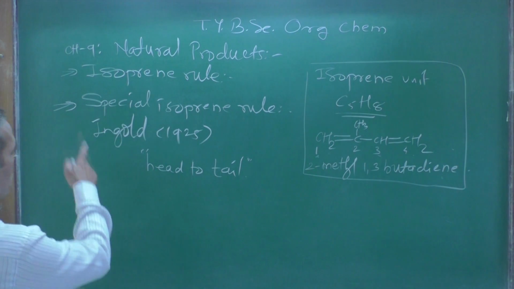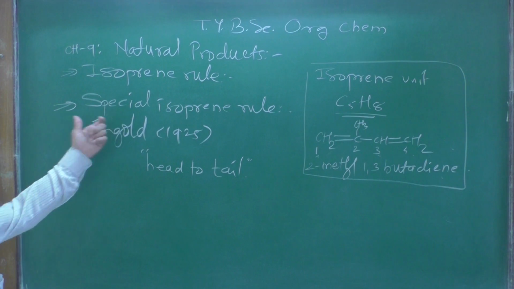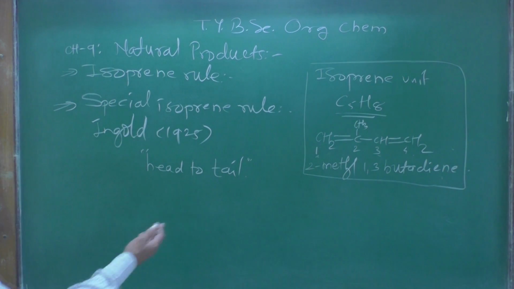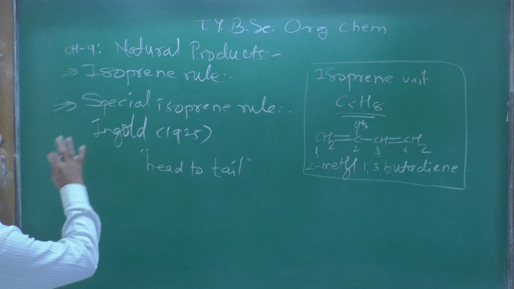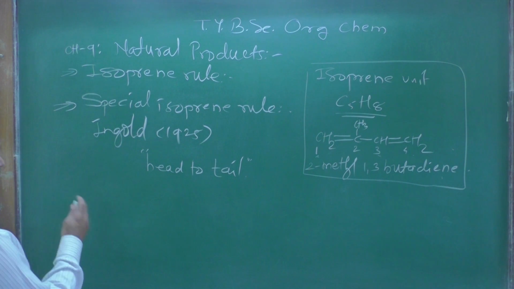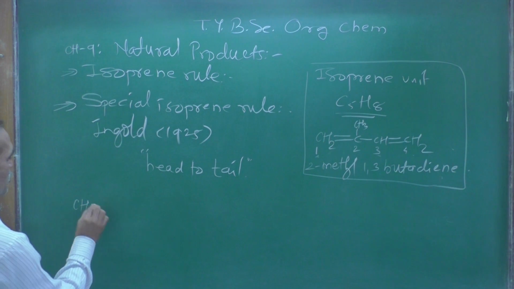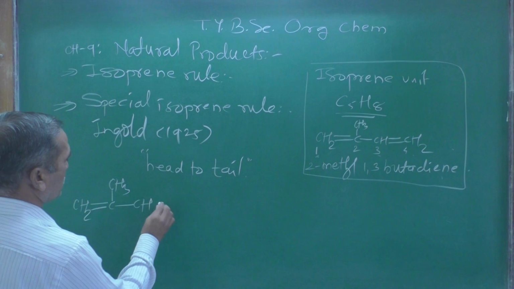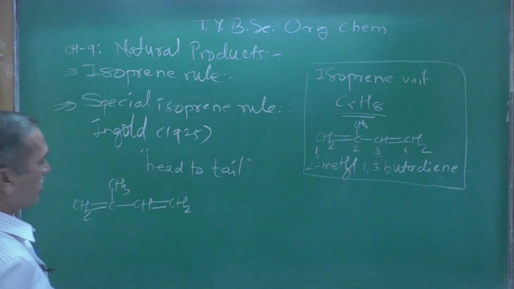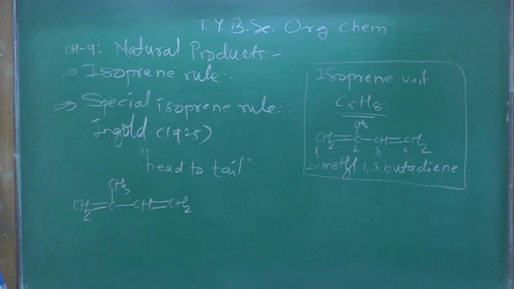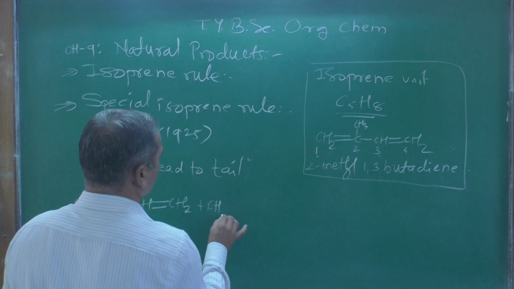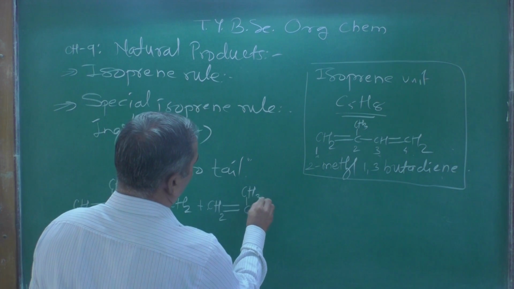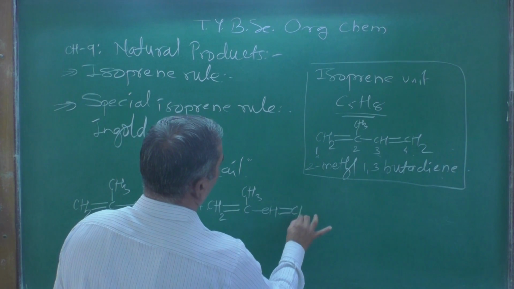Now let us look at a suitable example of this, how the head is going to be linked with another isoprene unit. That is known as the special isoprene rule. Let us see over here: CH2 double bond, then here CH3, then CH double bond CH2. This is one of the isoprene units. Then plus, CH2 double bond again CH3, then CH double bond CH2.